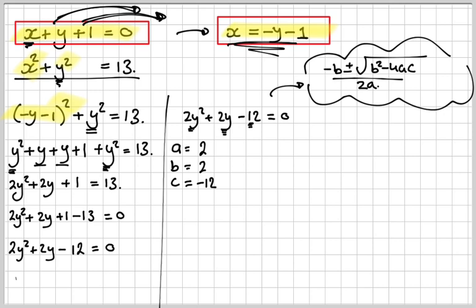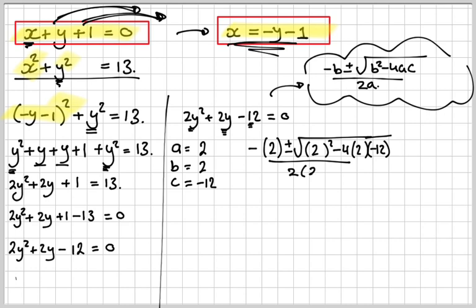Okay, filling it into the formula, it'll go minus b, which is 2, plus or minus the square root of b squared, so it's 2 squared, minus 4 times a, which is our 2, times c, which is minus 12, all over 2 times a, which is 2. Okay, I'm going to do this into my calculator. I'm going to do it twice. Once when there's a plus, once when there's a minus. That will give me 2 answers back, and my answers are y equals 2 and minus 3. There are 2 answers for y.